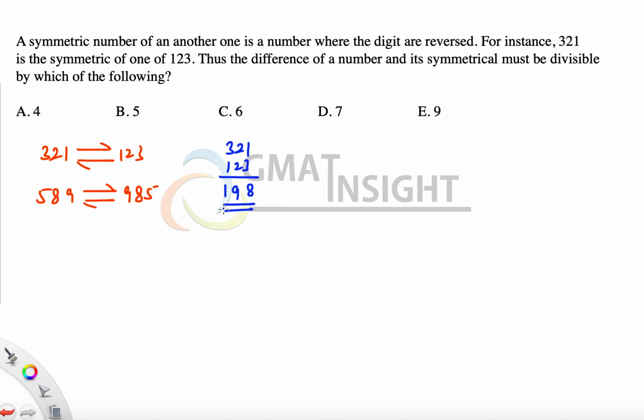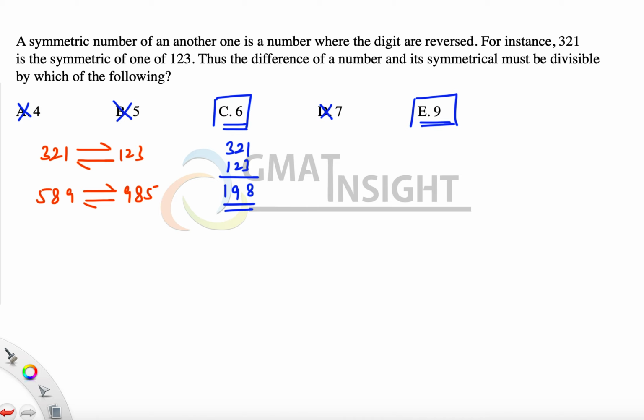198 is not divisible by 4, so option A is out. Not divisible by 5 either, so option B is out. 198 is divisible by 6, so I'll retain it. 7, it's not divisible by 7, so it is out. And 9, the sum of the digits is divisible by 9, so we also retain it. So far, we have only two options left, which are option C and option E.